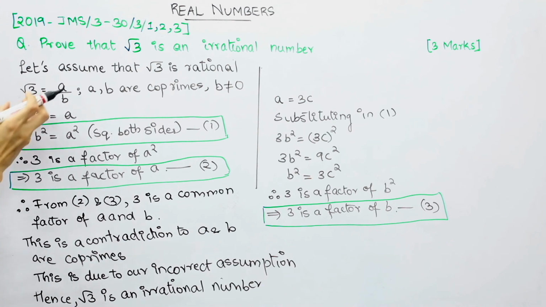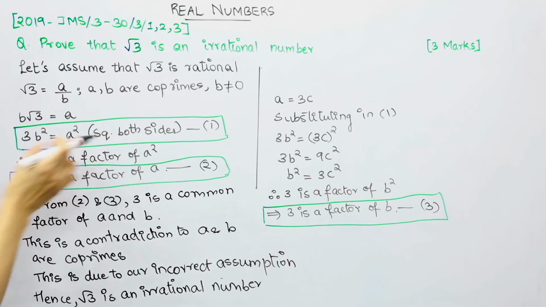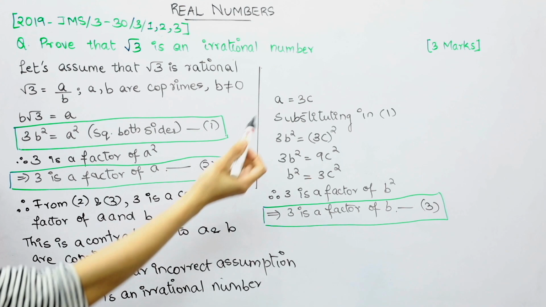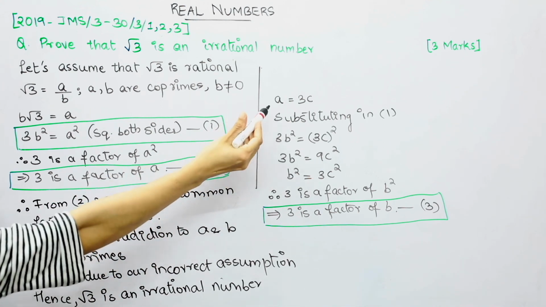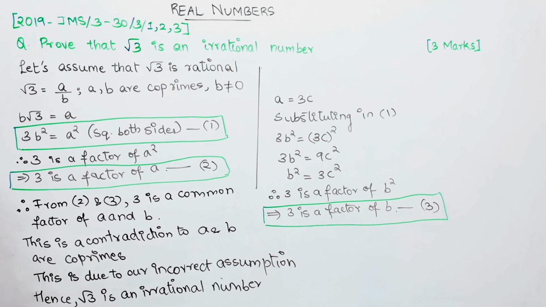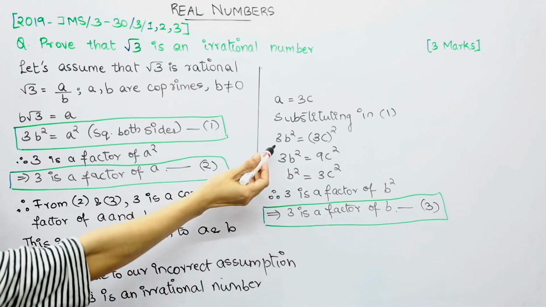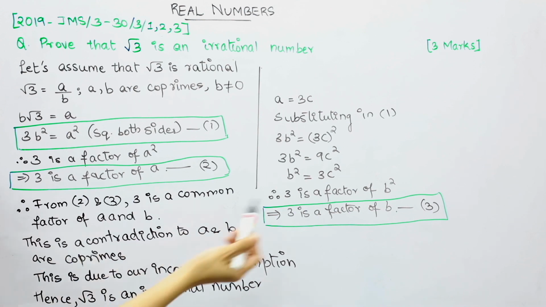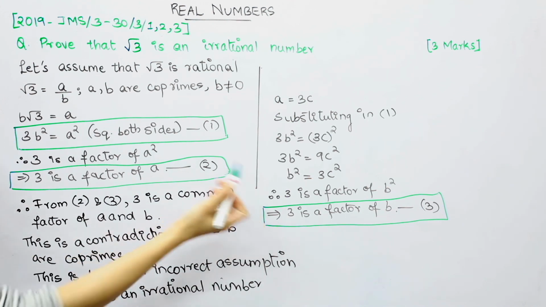So we have expressed root 3 as a fraction of coprimes a and b, and then we brought b to the left hand side and squared both sides to get 3b square equal to a square. 3 into a number is a square, which means 3 is a factor of a square, which also implies that 3 is a factor of a. If 3 is a factor of a, there should be a number c such that a equal to 3c. Substituting this value of a in equation 1, we get 3b square equal to 3c the whole square. On simplification, we get b square is equal to 3c square. Therefore, 3 is a factor of b square, and this also implies that 3 is a factor of b.